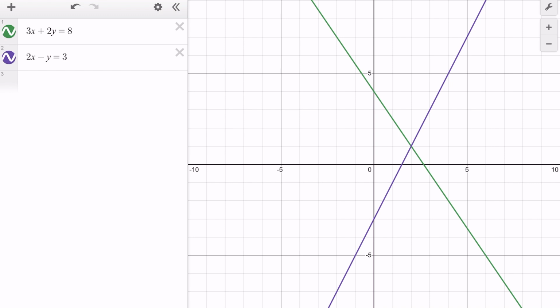Here in Desmos, I've plotted both of the equations of the problem we just did. And instead of doing all that messy elimination or substitution math, I can just click on this point where it looks like they intersect, and it's telling me that point is 2, 1. And so that's our x and our y. x is 2, y is 1. We could just add them together and boom, we have our answer of 3.